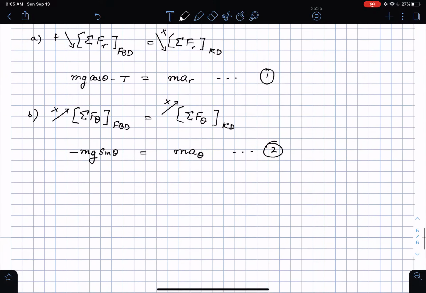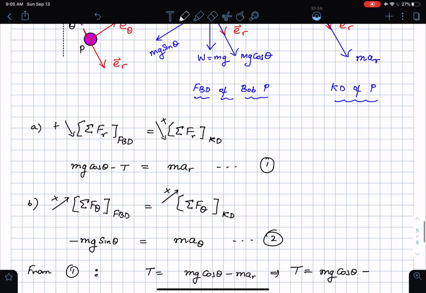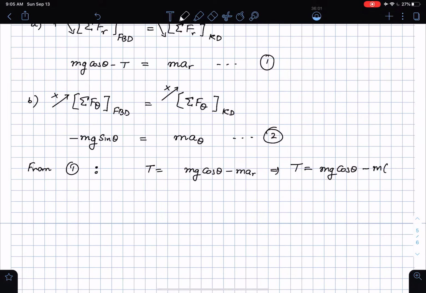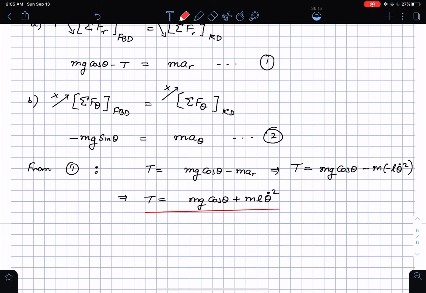Now, where is the equation of motion? Let me first write out these equations carefully. From 1, I have T is equal to mg cos theta minus m a r. Look at a r, it was minus L theta dot squared, so that's m times minus L theta dot squared, which means that T is mg cos theta plus m L theta dot squared. So that is the first thing that I have.